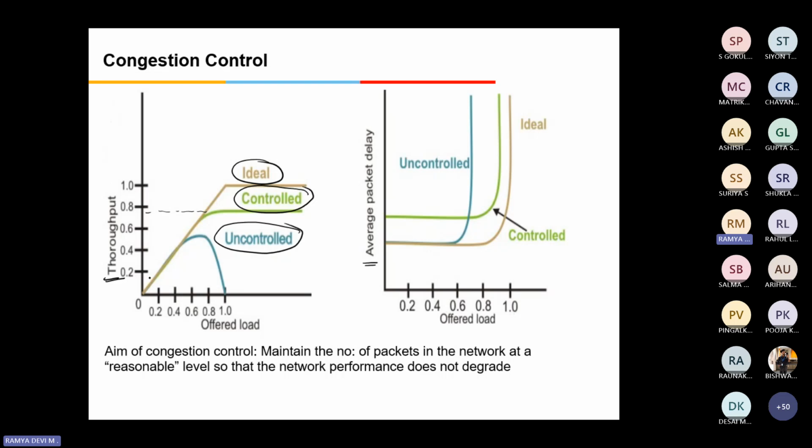And the next one is uncontrolled behavior. In the uncontrolled case, the throughput rises linearly, and after a certain time, it drops drastically. See here, it is dropped due to congestion collapse. So if congestion control is not properly in place, definitely the throughput will drop, so it reduces the performance, right?